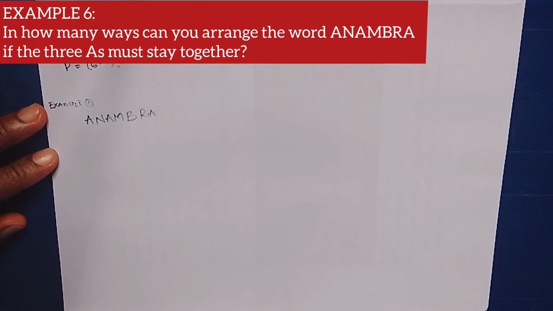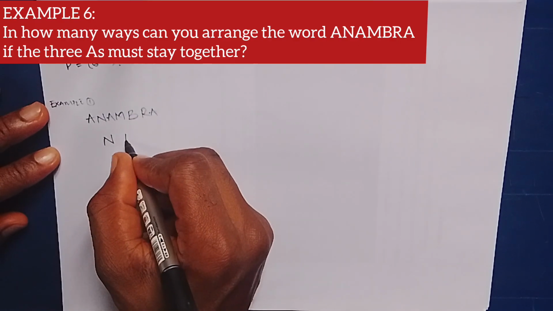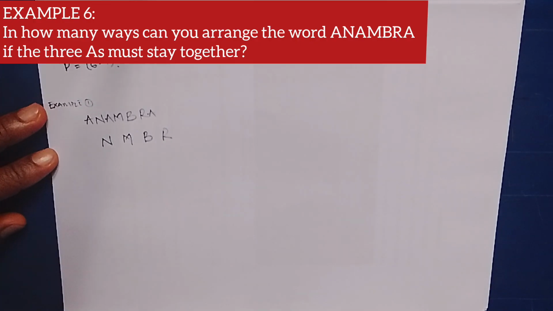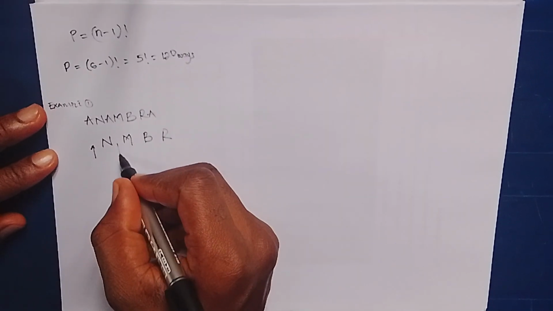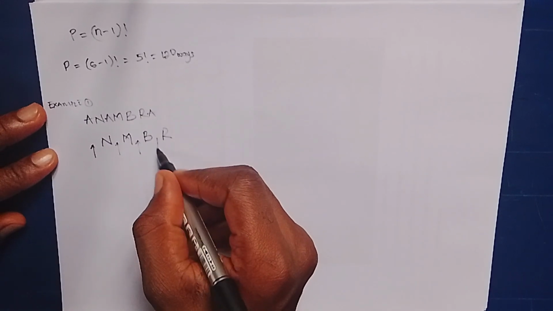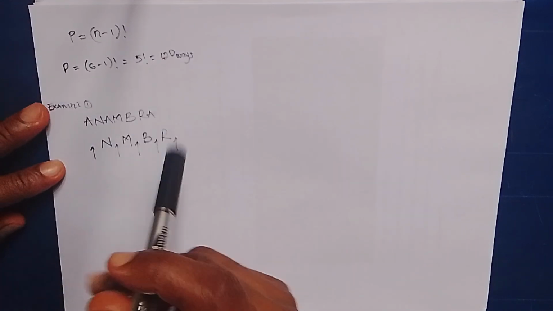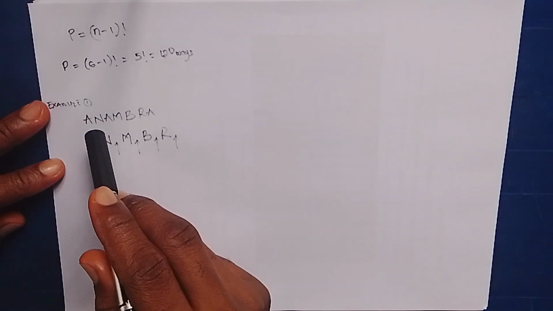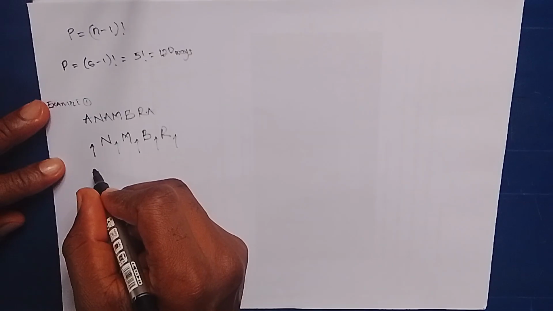If the 3 A's must stay together, first of all, remove the A's to have N, M, B, R. So if the 3 A's must stay together, that means they count as one entity. And they can be here, here, here, here, and here. First of all, we'll find the permutation of the other letters apart from A. So that we have 1, 2, 3, 4. So the permutation of the other letters is 4 factorial.